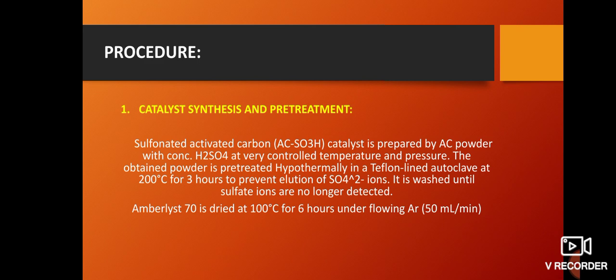Then we wash it again until sulfate ions are no longer detected in the wash water and it is dried at 100 degrees Celsius. Amberlyst 70 is dried at 100 degrees Celsius for 6 hours under flowing argon, which should be 50 milliliters per minute.